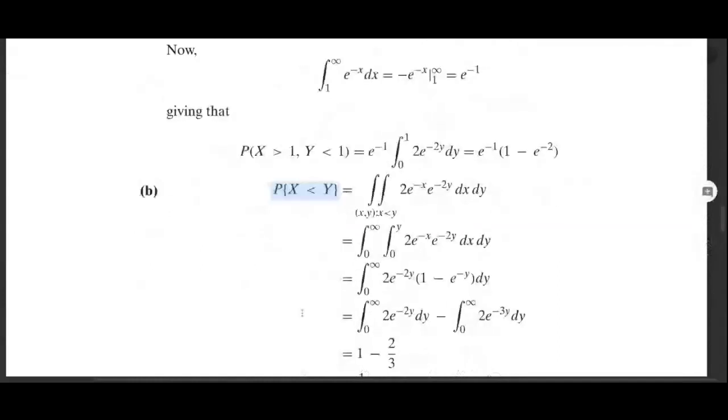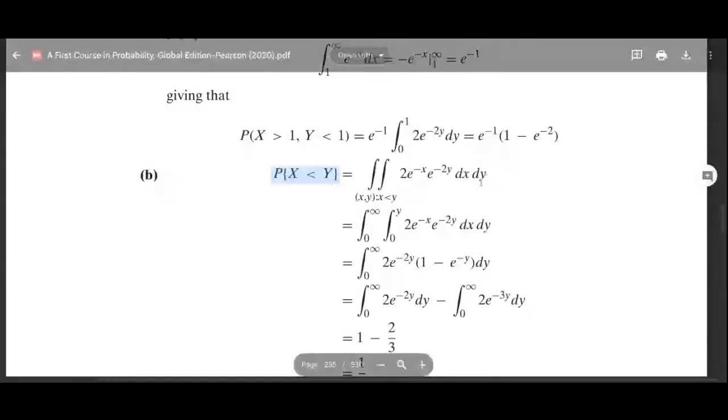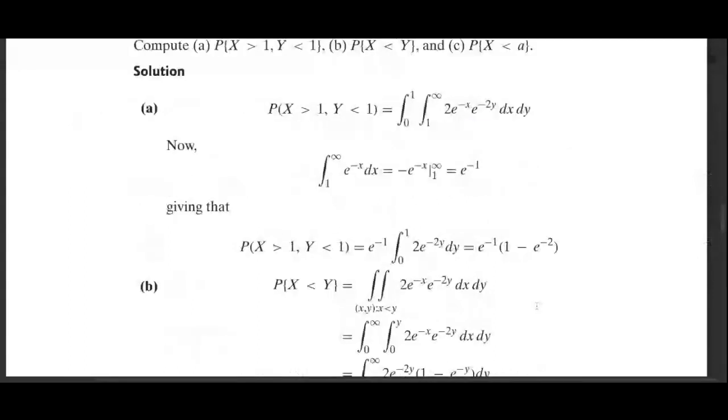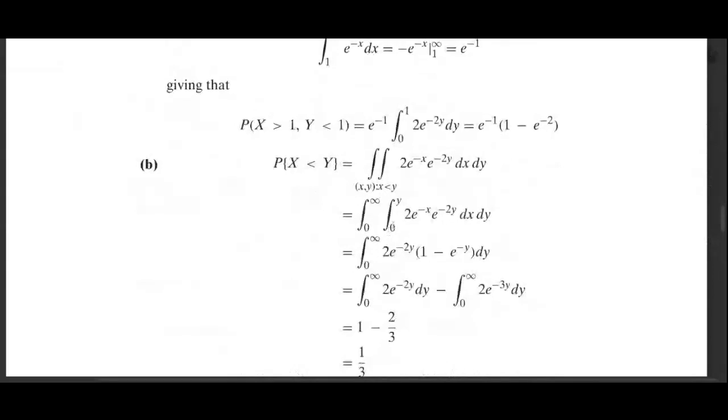Okay, so the first one is easy. Let's say B, because B is x less than y. So y goes from 0 to infinity, so that's the domain of y. And x is less than y, so x goes from 0 up to y.